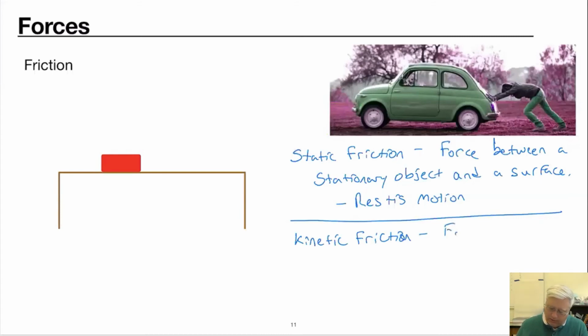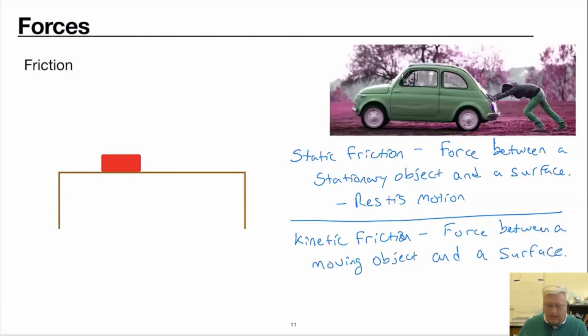So I'll just put a definition here: the force between a moving object and a surface. It too resists motion. And to symbolize those, we'll call static friction F with a subscript S, and we'll call kinetic friction F with a subscript K.